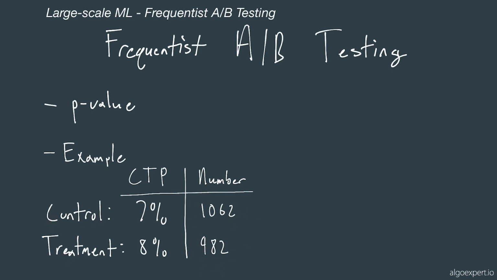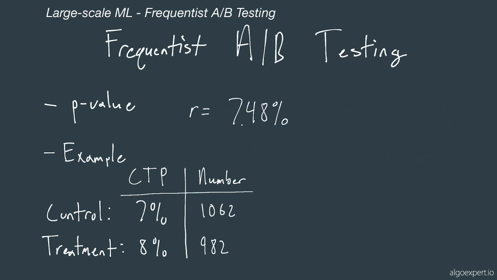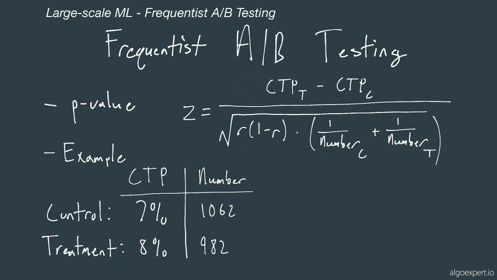So how do we actually calculate the p-value from this information? First, we'll go over the r value here. This will be the click-through probability of control multiplied by the number of participants in control, plus the same for the treatment group, divided by the total number of participants. This r value is 7.48%, and that will be used to calculate the z-value here.